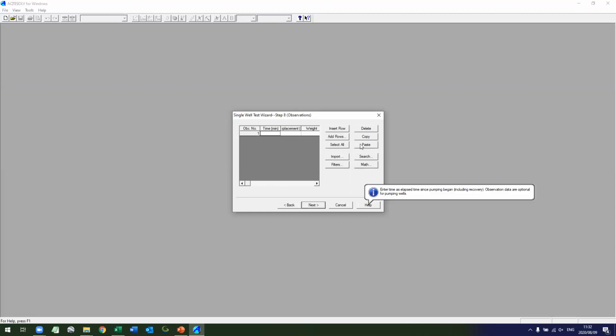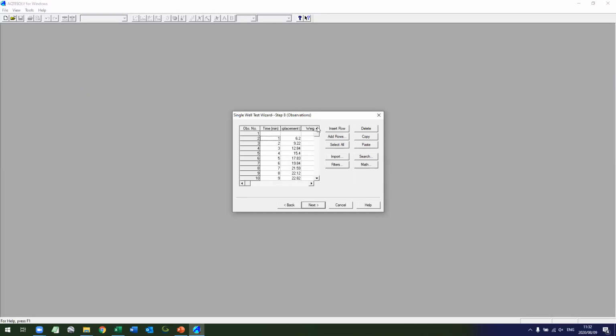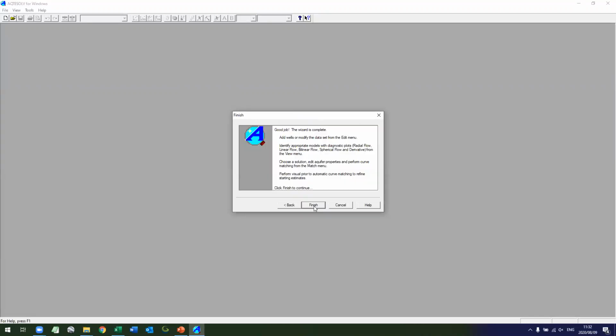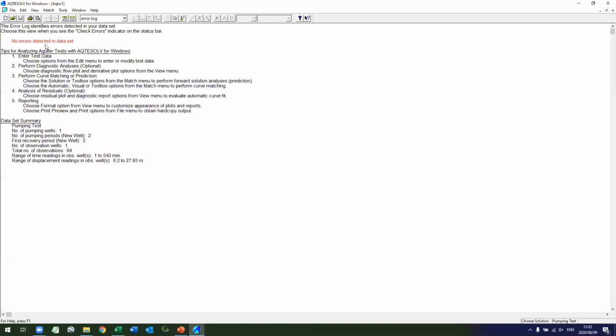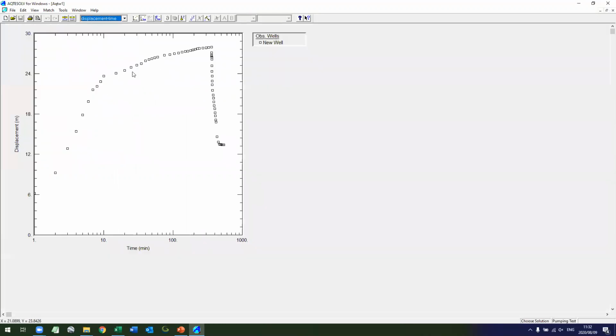Okay, then you just paste your data. You can delete this top row, it's blank. So you can see there, at minute 1, my drawdown was 6.2. We say next and finish. You'll see it says no errors detected in data set. So I'm going to change this to displacement time. And I've got my curve here.